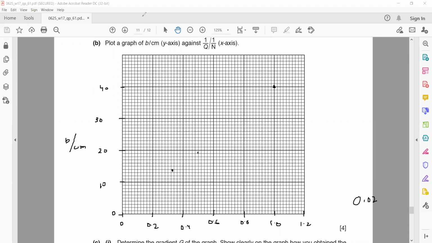Then 10.5 and 0.25. So 0.22, 0.24, and between them, somewhat here. And what's the last value? 7.5 and 0.2. So 0.2 and 7.5.